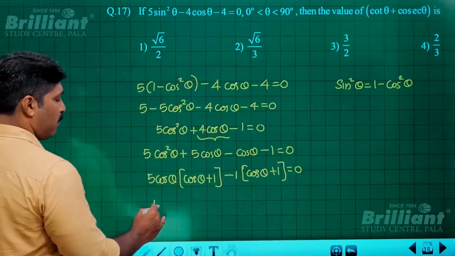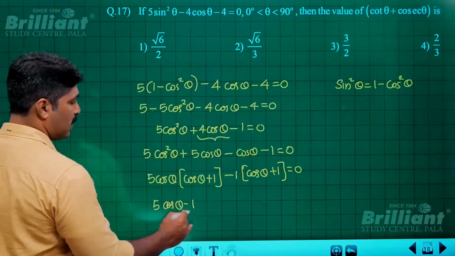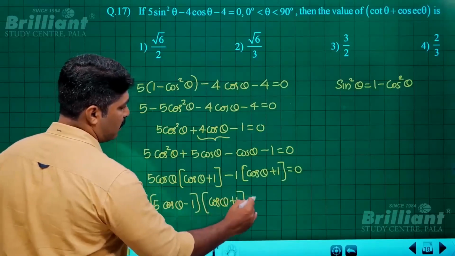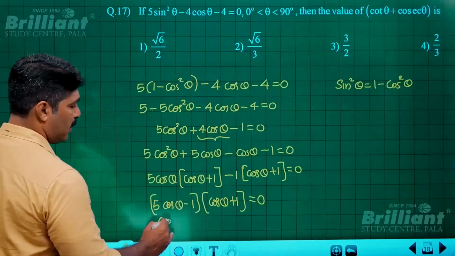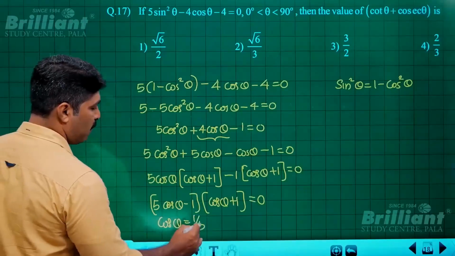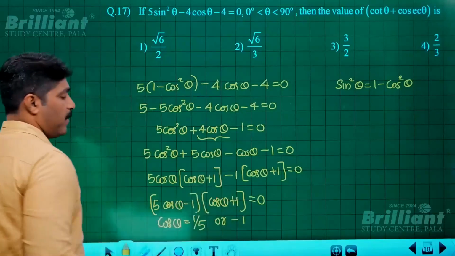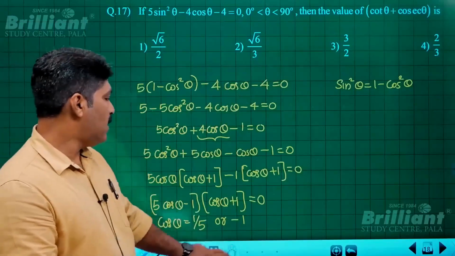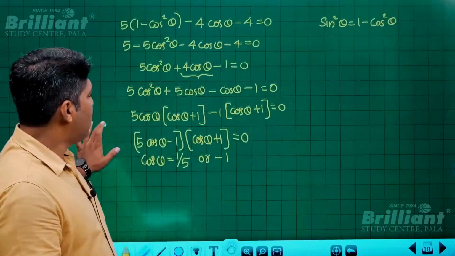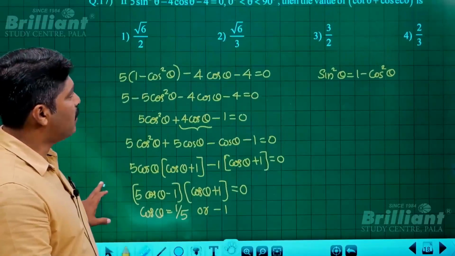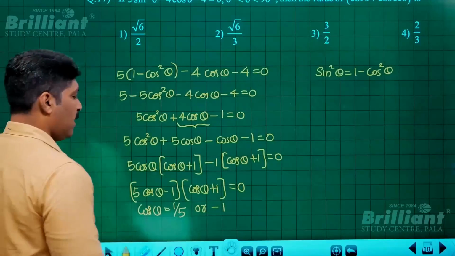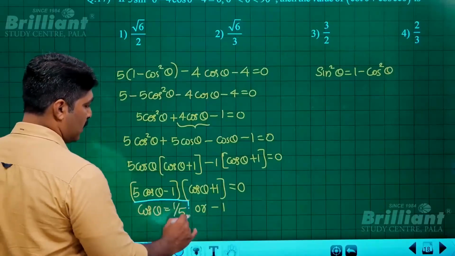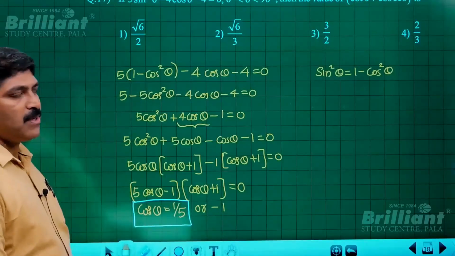So therefore we can conclude 5 cos theta minus 1 into cos theta plus 1 is equal to 0. So therefore cos theta is equal to 1 by 5 or cos theta equal to minus 1. It is given that theta lies in the first quadrant. If theta lies in the first quadrant, which value can we consider as cos theta? Because cos theta is positive here. Got it? So we have to consider that as 1 by 5, because theta is positive here.